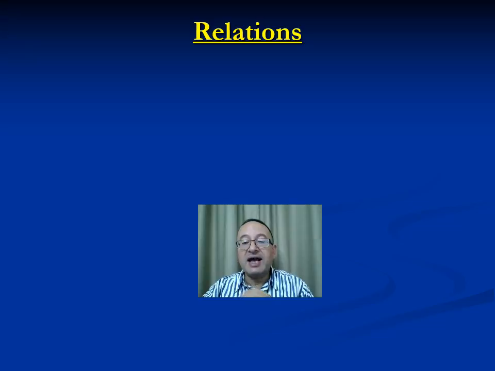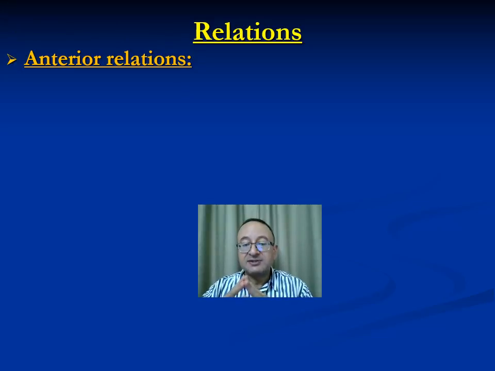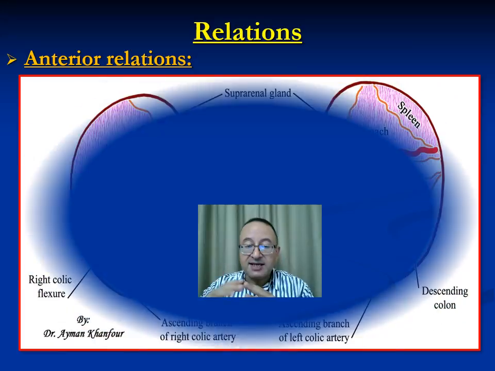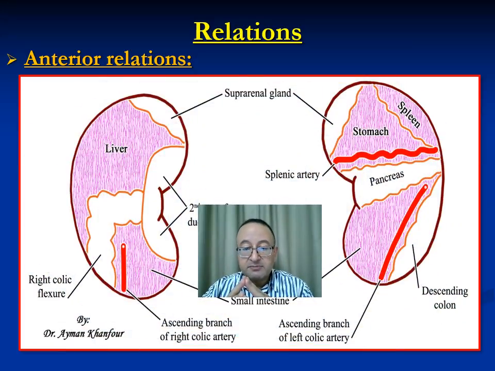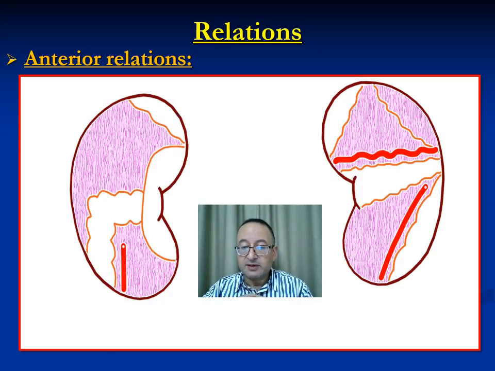Now we have reached the relations of the kidney. I have anterior relations and posterior relations. Now I'll start with the anterior relations of the kidney. These are the anterior relations of the kidney, a large number of structures. Now I'm confused, so what I'll do is remove all the labels, and we can put a rule and follow it.